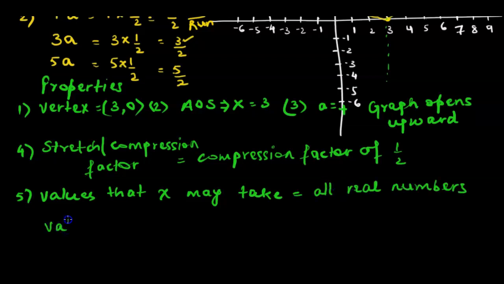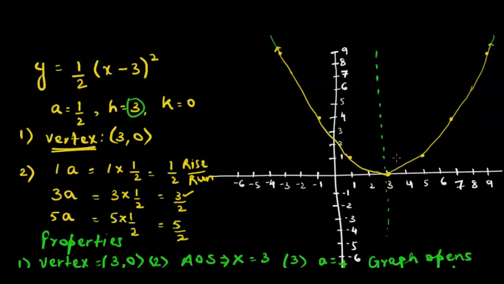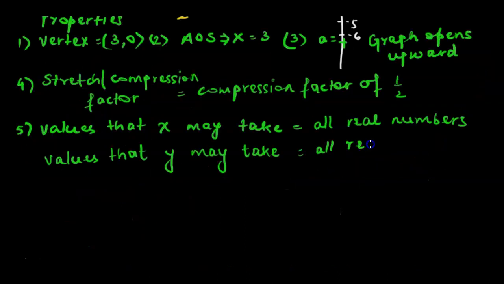And for the values that y may take, when we look at the graph, this graph is never going to go below the x-axis. It's always going to keep going above the x-axis because the graph is opening upwards. So the values that y may take is all real numbers greater than or equal to 0, because the first y value that we would see on the graph is 0, and after that it keeps on going up. So this is all real numbers greater than or equal to 0.